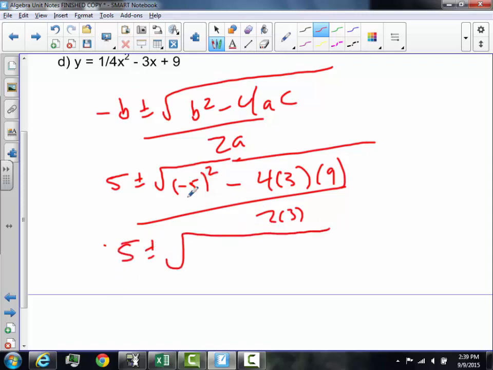What happens when you square negative 5? It becomes positive. You're going to get positive 25. I'm just going to write that over top here. Who's got a calculator? 4 times 3 times 9. That's got to be 12 times 9, so 108. So you have 25 minus 108. I don't actually know what that one is in my head. 25 minus 108?